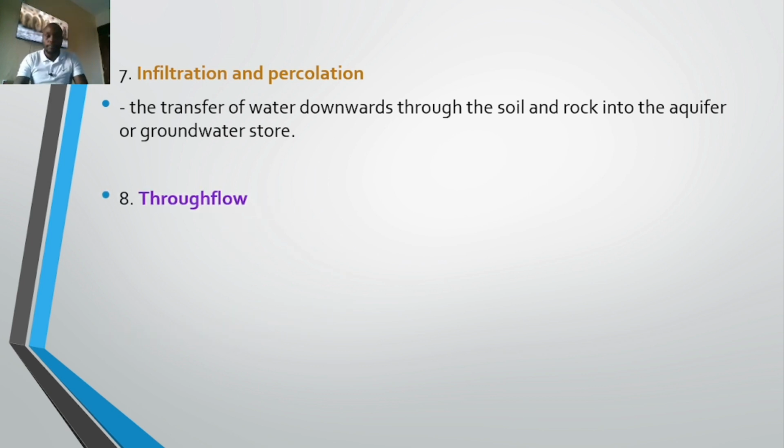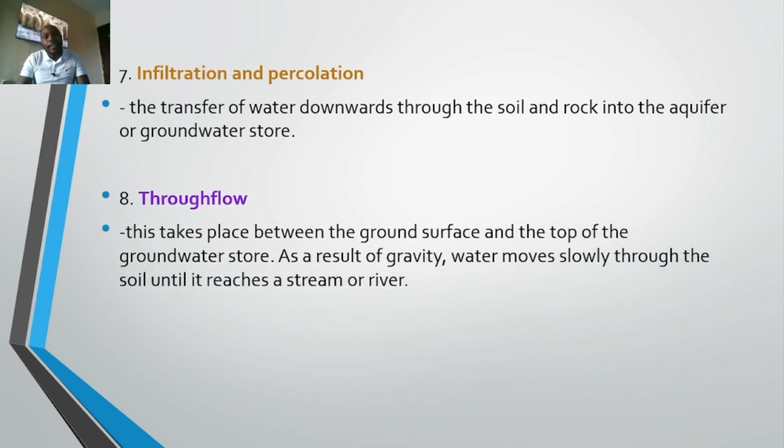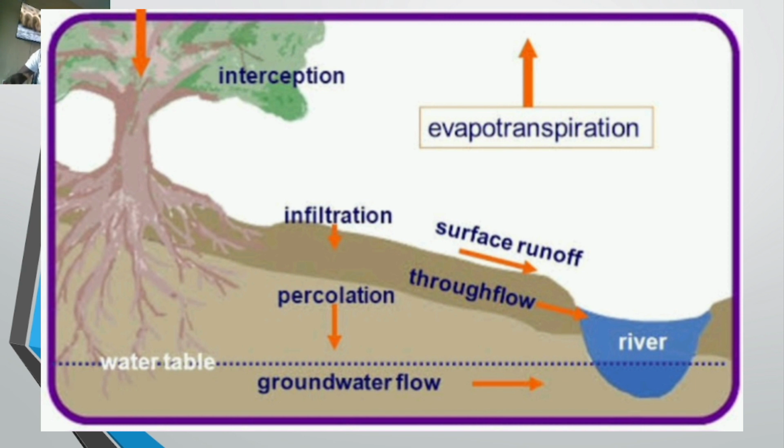Then we have through flow. What is this through flow? Now through flow takes place between the ground surface and the top of the groundwater store. Okay, before you reach the groundwater store, just at the top we have the ground surface, of course. So that water that is moving in between the top of that groundwater store and also the top of the soil, like the ground surface, that is what we call through flow.